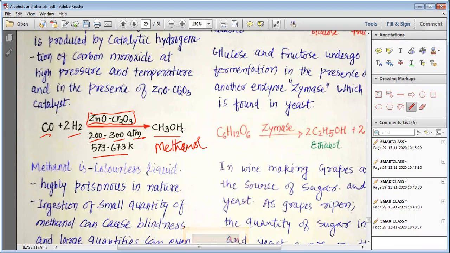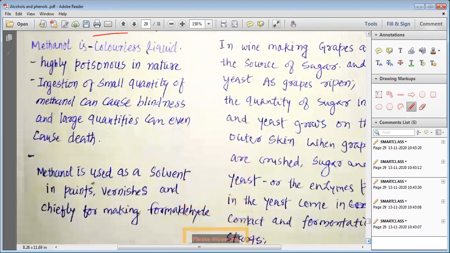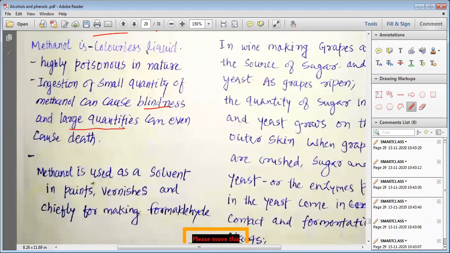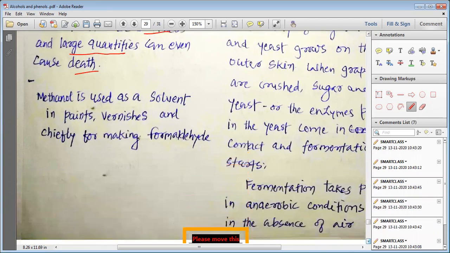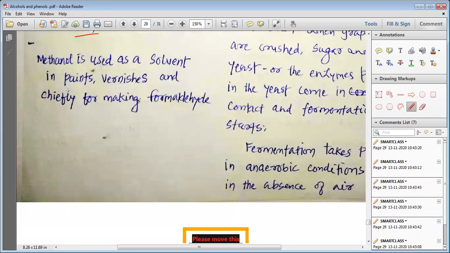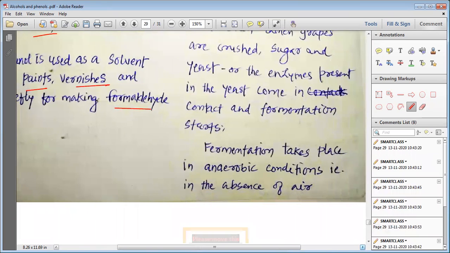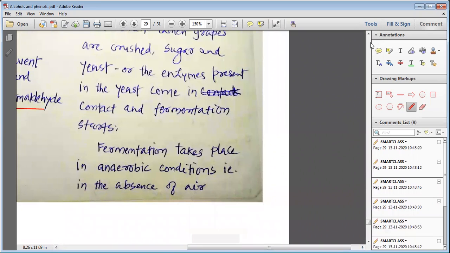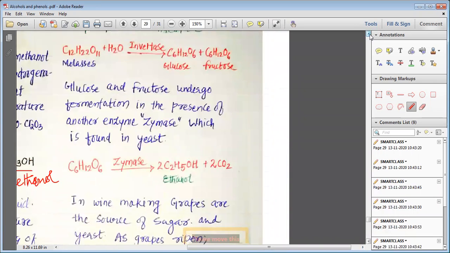Dear student, this methanol is a colorless liquid. It is highly poisonous in nature. Ingestion of a small quantity of methanol can cause blindness, but a large quantity can even cause death. Methanol is used as a solvent in paints, varnishes, and chiefly for making formaldehyde. From methanol, formaldehyde is also prepared, and it is used as a solvent in paints and varnishes.